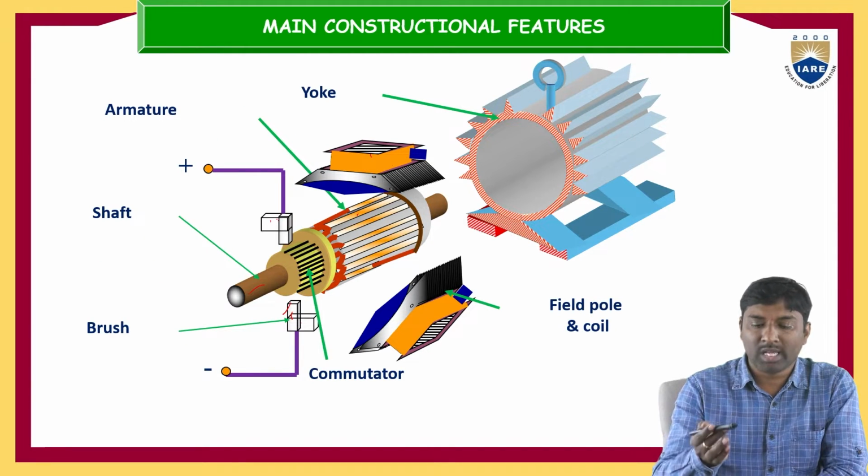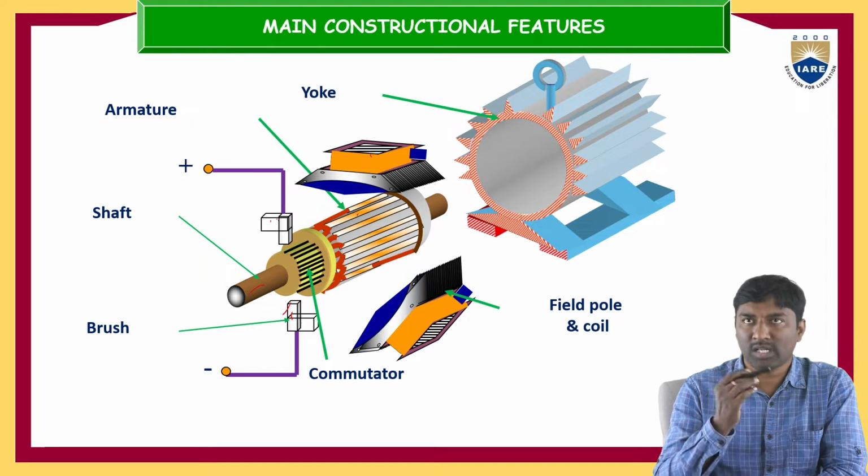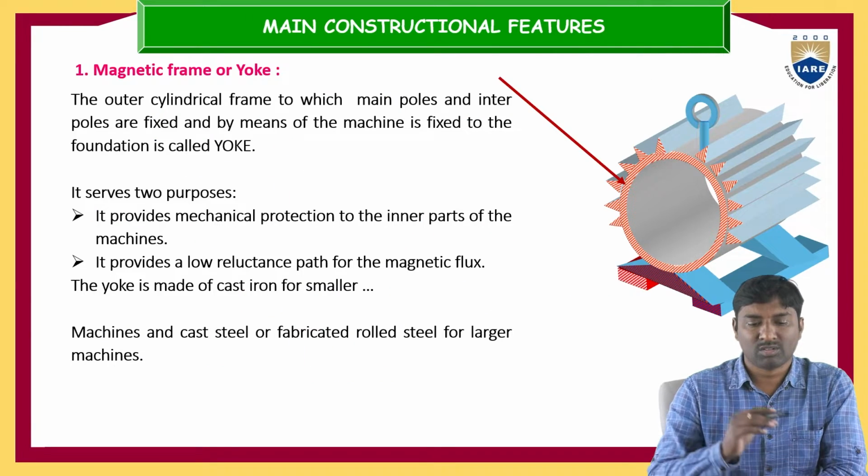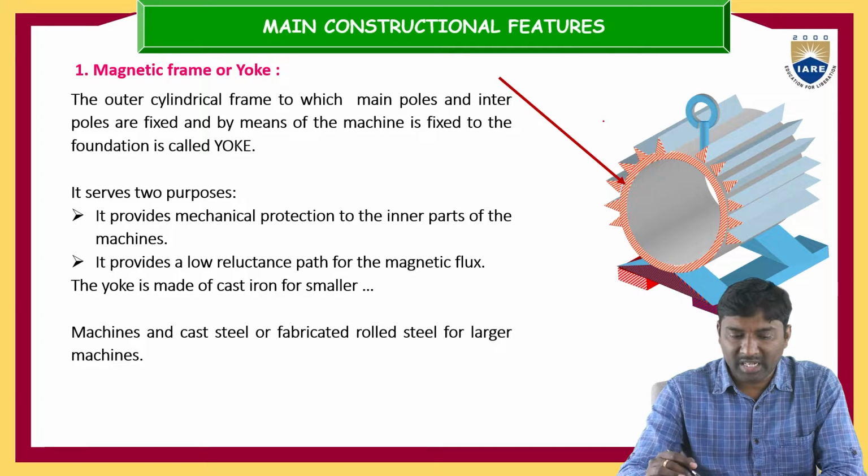So now, what is meant by the function of the yoke? What is meant by the function of the commutator? What is meant by the function of the armature coil? What is meant by the function of the field coils? We'll discuss now. So the first one is the magnetic frame or yoke.